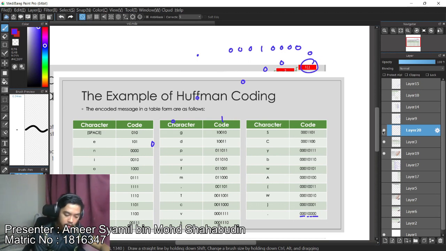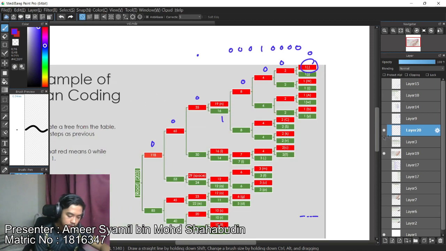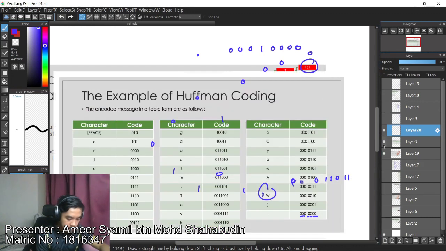How about we take another example? Let's take the lowercase p over here. The lowercase p should be encoded 0 1 1 0 1 1. Let's check: 0 1 1 0 1 1. Okay, that is true. So that's how a character is encoded in a Huffman tree.